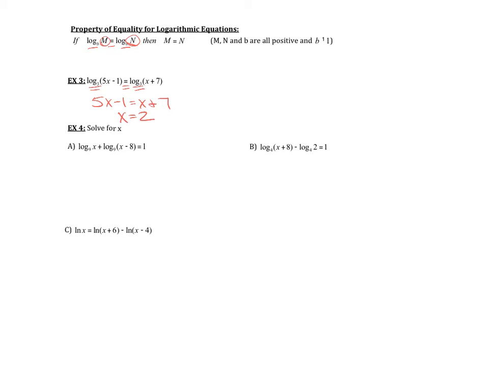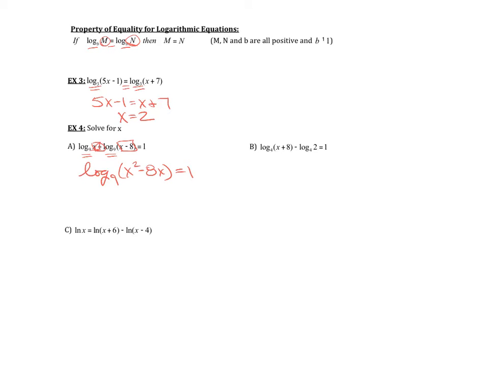Moving along, for the problems in example 4, we need to use the log rules that we've already learned. So example A, both logs are in terms of the same base, and we are adding. Well, addition in log terms means we multiply. So what we're going to do is write log base 9, multiply x and x minus 8 to get x squared minus 8x, and you set that equal to 1.